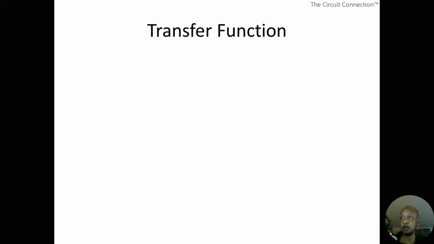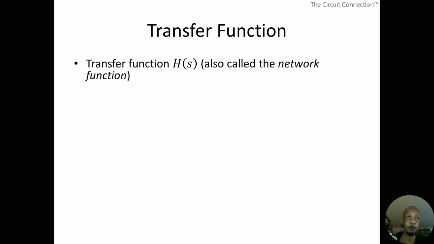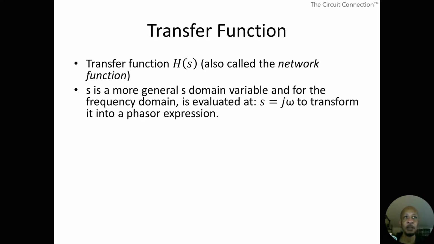So next, the transfer function. Okay, what is it? Well, the transfer function H of s is also called the network function. S is a more general s-domain variable, and for the frequency domain, it's evaluated at s equals j omega to transform it into a phasor expression.